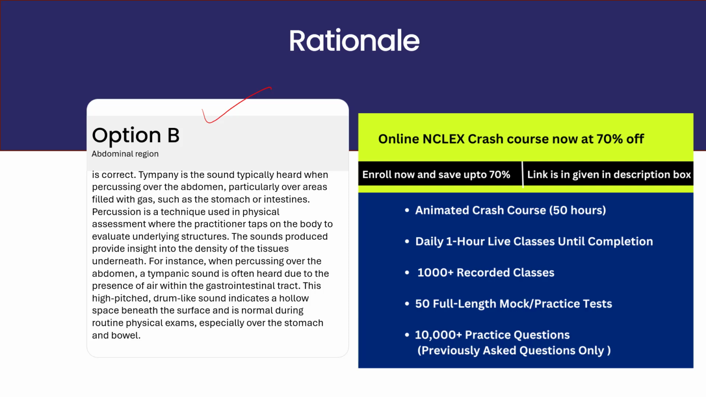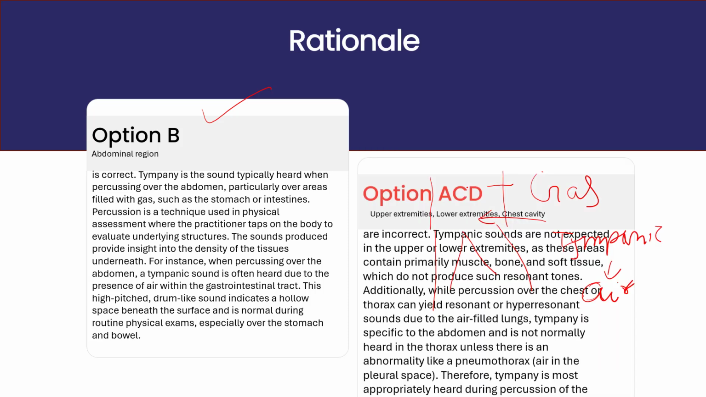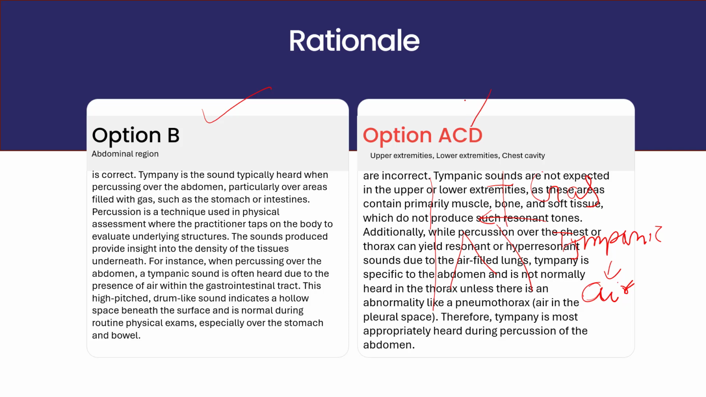For instance, when percussing over the abdomen, a tympanic sound is often heard due to the presence of air within the gastrointestinal tract. This high-pitched, drum-like sound indicates a hollow space beneath the surface and is normal during routine physical exams, especially over the stomach and bowel. A, C, and D are incorrect. Tympanic sounds are not expected in the upper or lower extremities, as these areas contain primarily muscle, bone, and soft tissue, which do not produce such resonant tones.